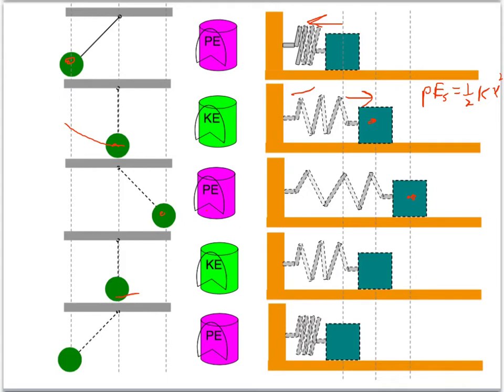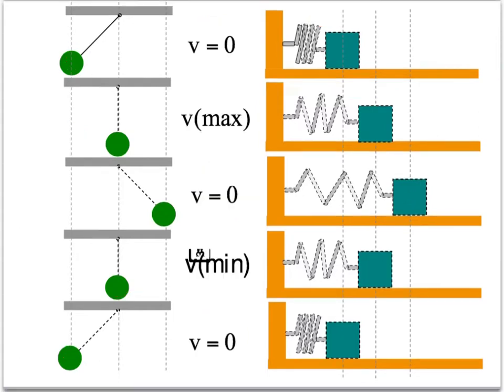Then we swing back, all kinetic, and back up to our highest point, potential, potential. So energy transformations are happening the whole time when we've got objects oscillating in simple harmonic motion. We can also talk about these objects' velocity.